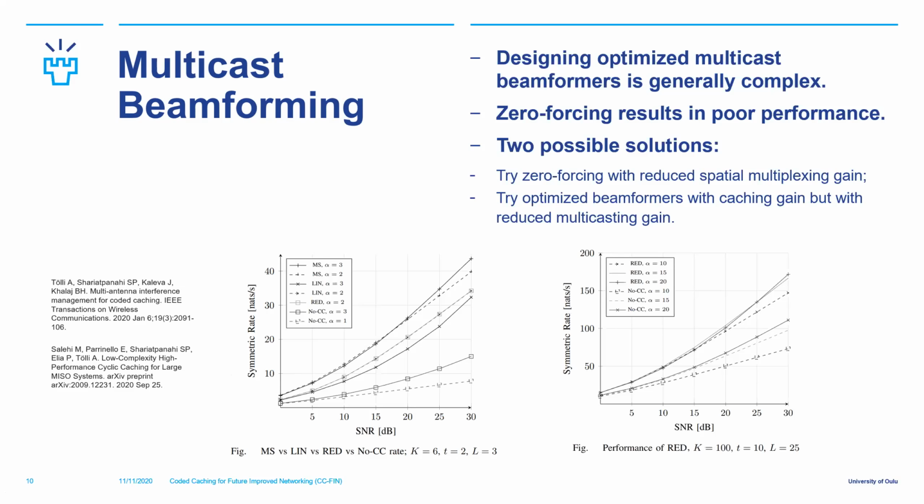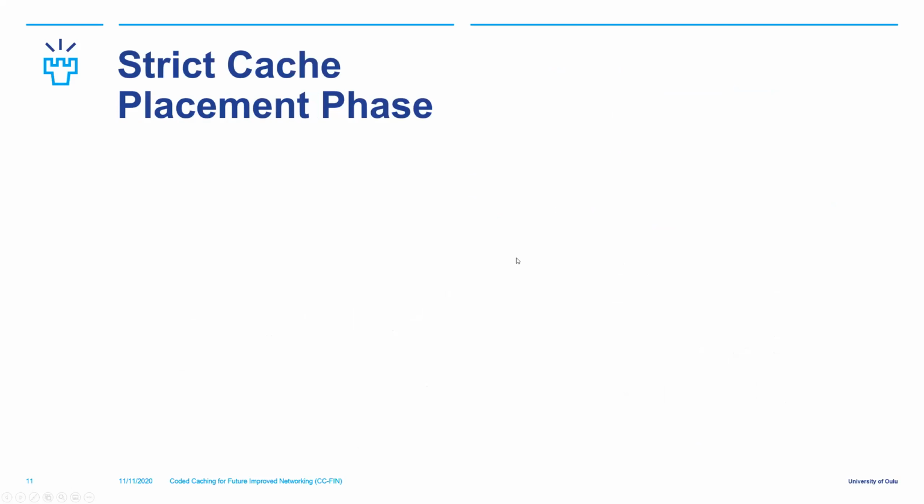In massive MIMO, the numbers are much larger, but still, these are acceptable numbers for current networks that we want to apply coded caching to. And we see that we get very good gain compared to the no caching scenario. Of course, there is some loss compared with the more complex solutions, but they are not scalable, and we have solved this scalability issue. Another issue with coded caching schemes is the strict cache placement phase.